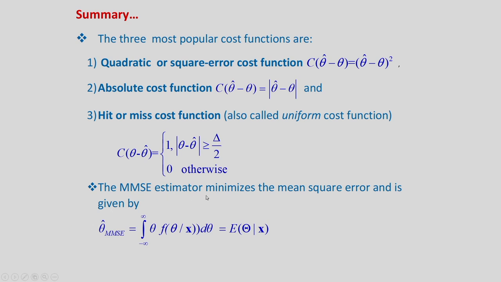The MMSE estimator minimizes the mean square error. This mean square error is minimized and is given by theta hat MMSE is equal to this expression, integral from minus infinity to infinity theta f of theta given x d theta, and that is the conditional expectation of theta given x. This is the MMSE. Thank you.